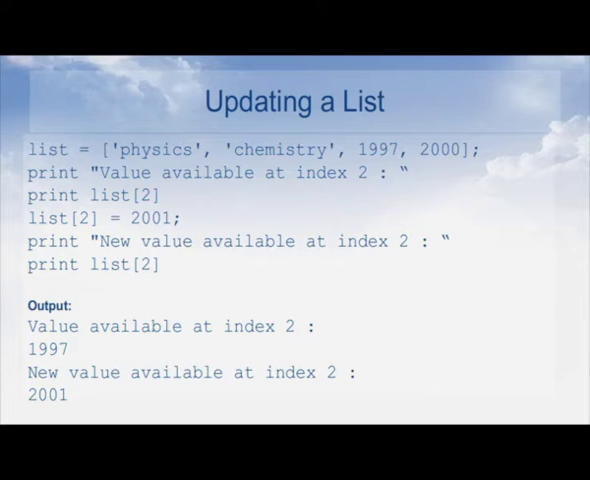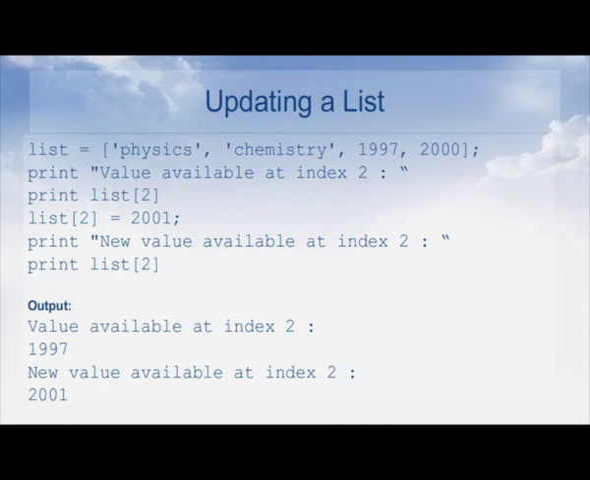For example, here you see we create a list with elements physics, chemistry, 1997 and 2000. Now we print the value of the list at index 2. Physics is at 0, chemistry is at 1, and at 2 we have 1997, and the output is 1997 when we print the element at index value 2 in the list.